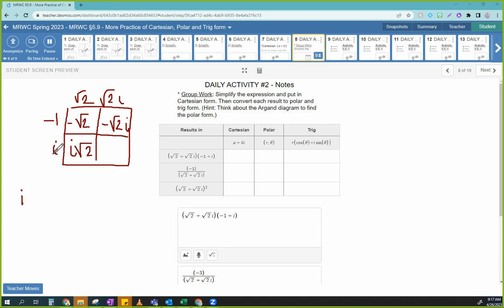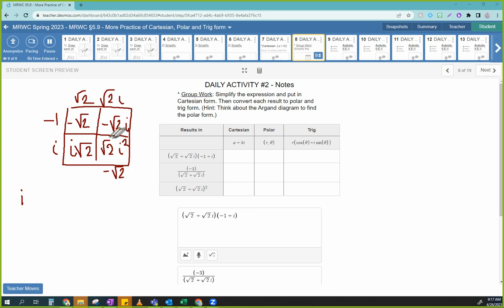Okay, so what's i times root 2i? What's i times root 2i? Very good. It's root 2 times i squared. And what's i squared? Very good. It's -1. So this whole thing is just negative root 2. Is everybody comfortable with that?